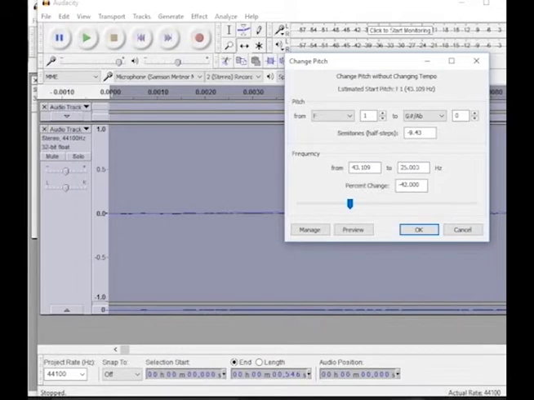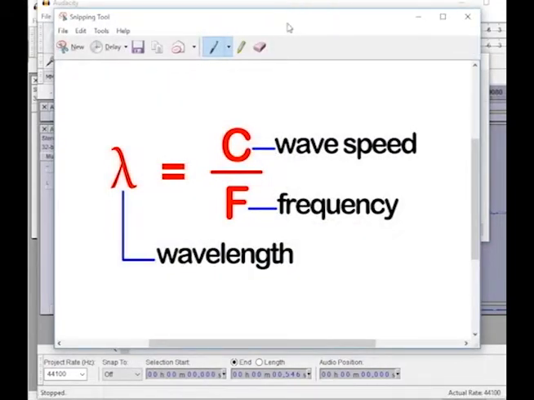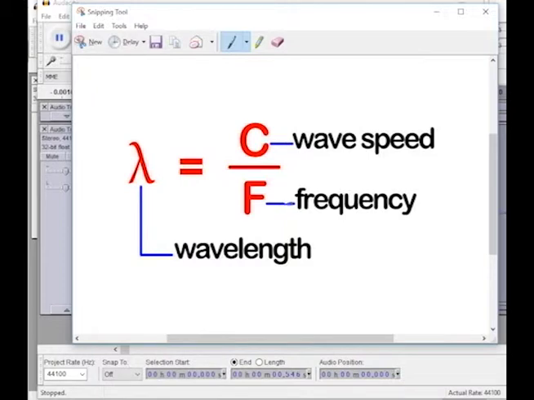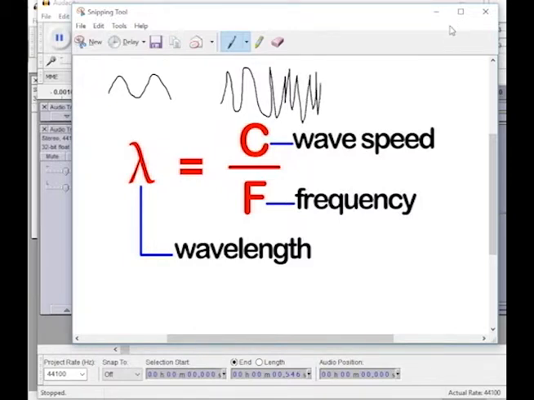There's this equation. If you know the frequency and you know the wave speed, you can calculate the wavelength. So if something divides by f, and f is a really high number, say 1000, then the value is going to get smaller and smaller. So the wavelength is going to get really small. It's going to be compacted and made really small.